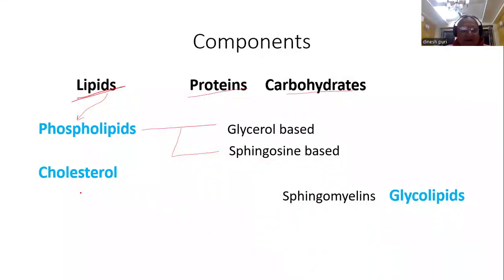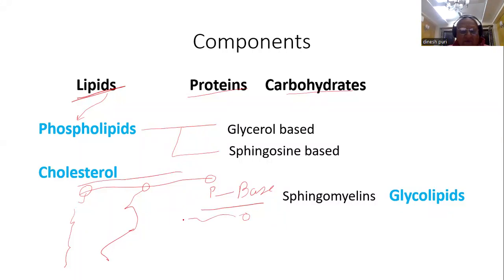I will try to explain glycerol based. Glycerol is a 3-carbon compound. At the first and the second position, fatty acids are esterified. At the third position, there is a phosphate group and a polar base. So you can see this is the polar portion and this one is the non-polar portion, represented like this, polar and non-polar.